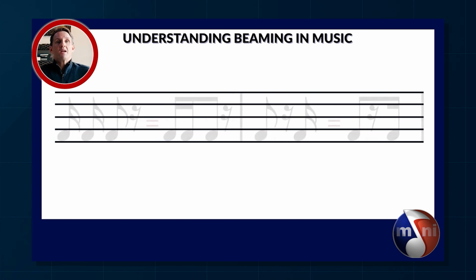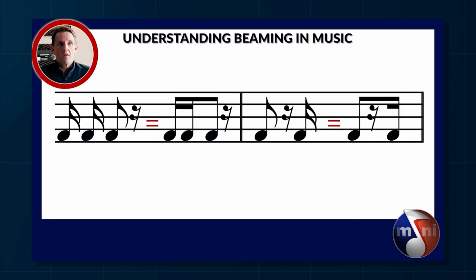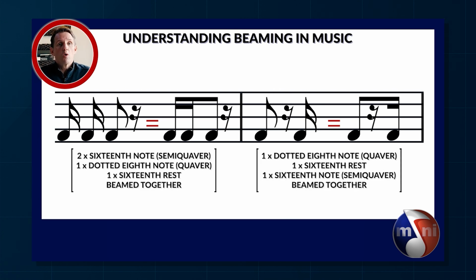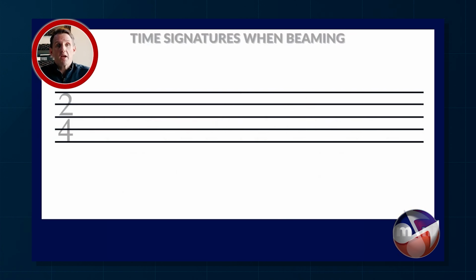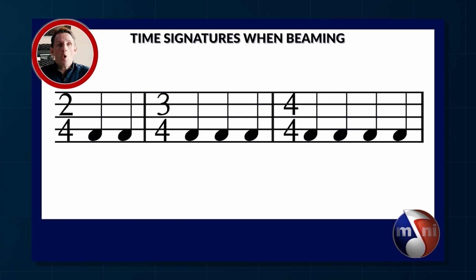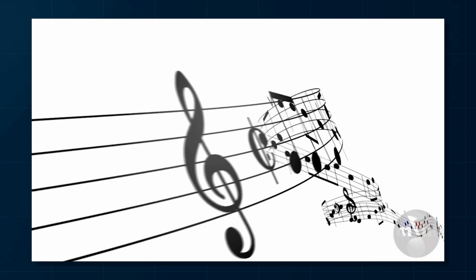To understand beaming, it's necessary to be familiar with the time signatures you will commonly encounter in Grade 1 music theory, those being 2/4, 3/4, and 4/4 timing. In these time signatures, the beat is always represented by a crotchet or a quarter note. Now let's explore beaming in different time signatures.